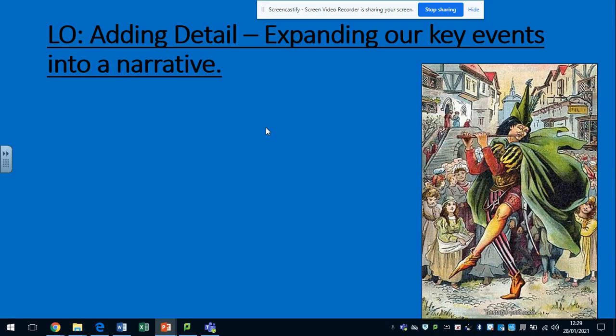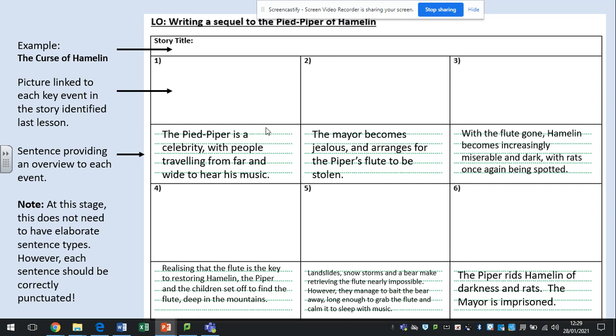Welcome back to today's lesson on English, and we are once again looking at the Pied Piper. Our learning objective is adding detail, so it's expanding our key events into a narrative, into a story. So you should have something that looks like this from your work in yesterday's lesson.